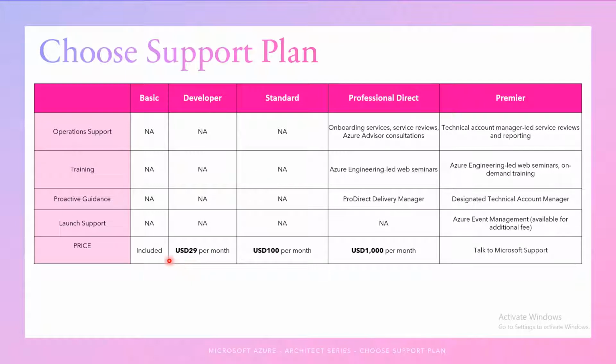Okay, so there is a specific difference on these plans. For the Developer plan, it starts at US$29, and for the Standard plan it starts at US$100. For Professional Direct, the plan starts at US$1000. And for Premier Unified, it depends on a case-to-case basis. The price will change based on the choices and the services that you opt for. So this is the support plan price, not for your services or your Azure resources that you are creating. That is different.